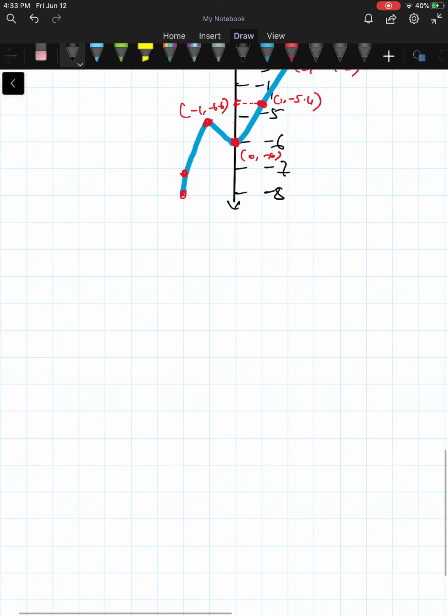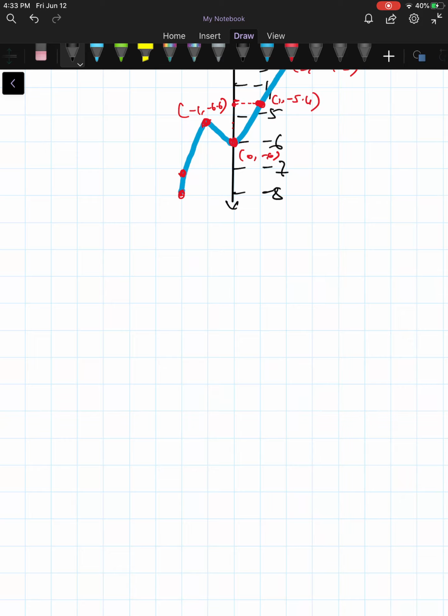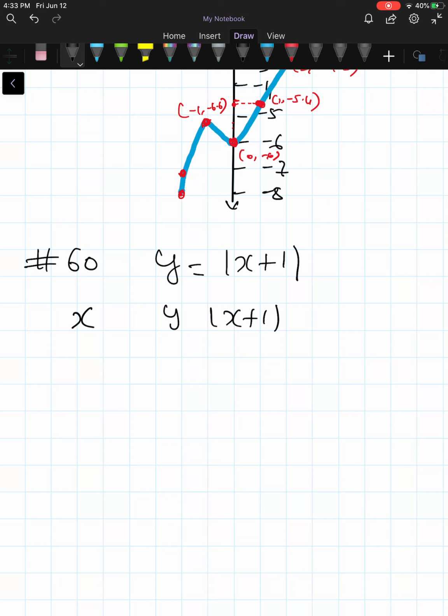So we should do another one. This has an absolute value. This is number 60 in your book. Suppose you are given an equation y is equal to x plus absolute value of x plus 1. Again, I consider different values of x and correspondingly find out what would be the value of y.